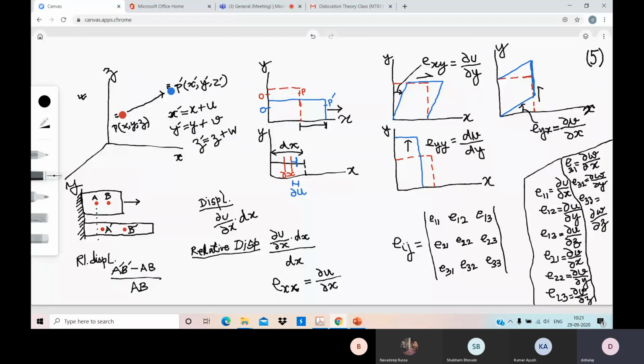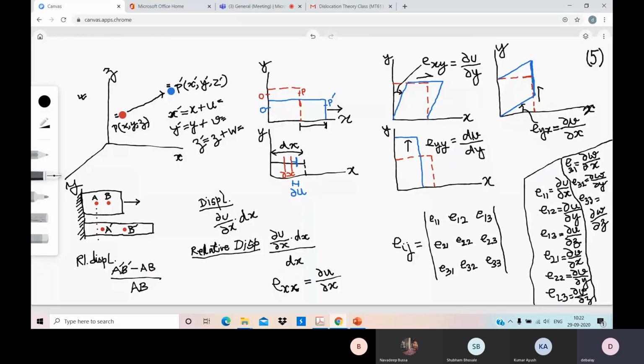Point P has a coordinate x, y, z in Cartesian coordinates, and it has moved to a new position P dashed with a new coordinate x dashed, y dashed, and z dashed, where x dashed equals x plus u, y dashed equals y plus v, z dashed equals z plus w. So u, v, w basically represent displacement along the three major directions. So along the x direction, point P has displaced by an amount of u.